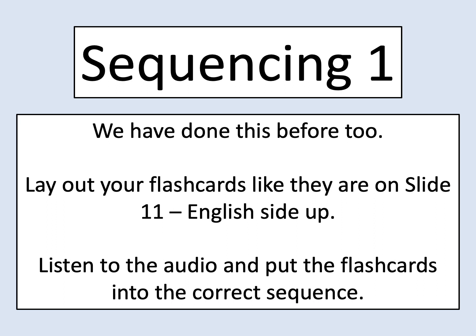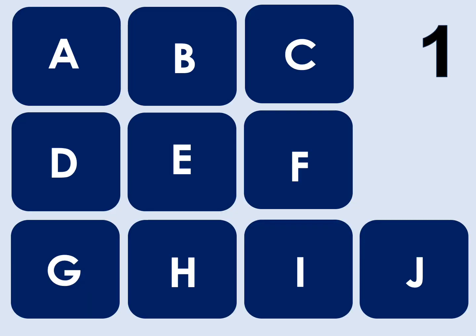Okay, so again, we've done this kind of thing before. You need to lay out your flashcards the way that they're laid out on this slide here. So you're going to have 2 rows of 3 and then 1 row of 4. What's going to happen is I'm going to read out the 10 words again in French. Your pieces of paper need to be English side up as well. I'm going to read them out in French, and you need to put them in the correct sequence that I mentioned them in. So the first one that I say will be A, and the second will be B, and so on and so on. So you've got the English side up, you need to be moving them around as I read the items on the list. You will need to pause now to lay your pieces of paper out, and then when you're ready, we will make a start.